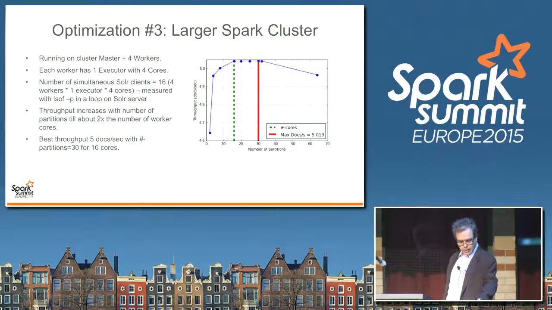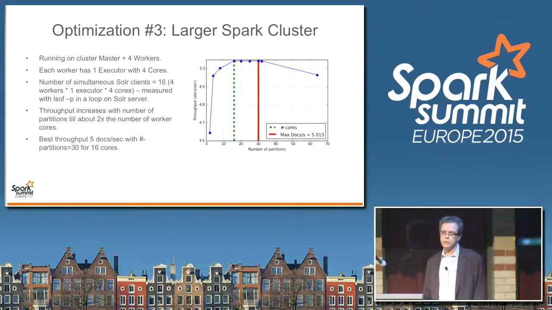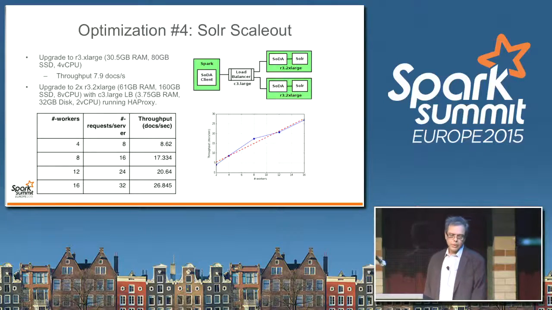And it was approximately 5 documents per second with 30 partitions. And that actually translates to a little over a month, like 32 days. So we were closer, but still not in business. We then decided to scale out Solr.